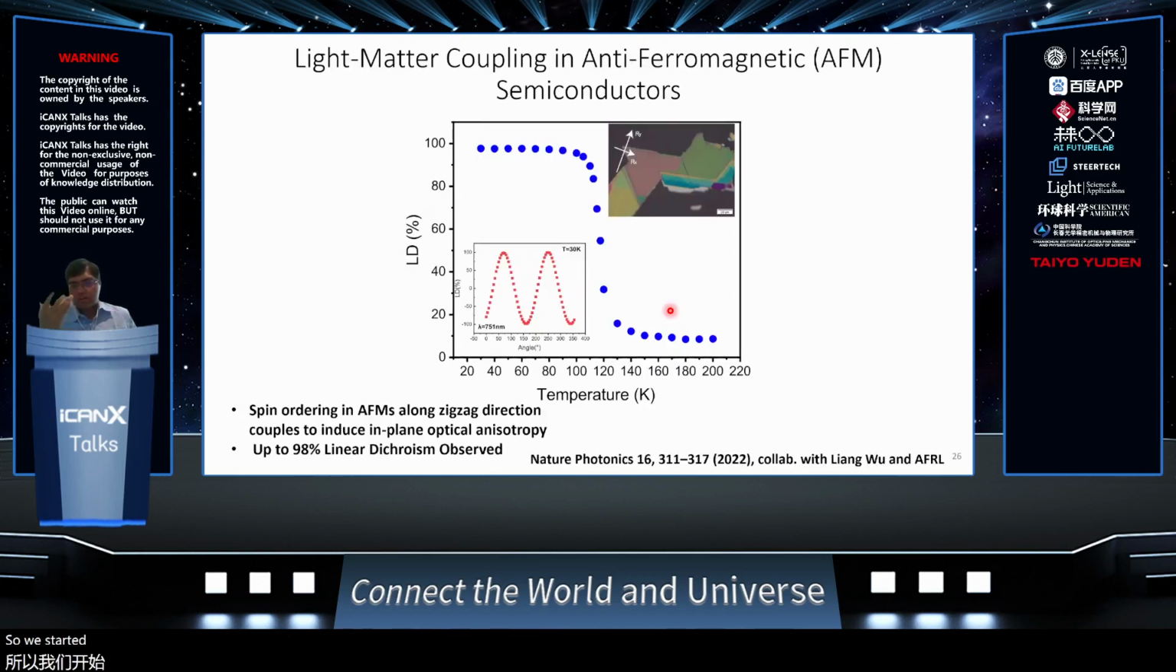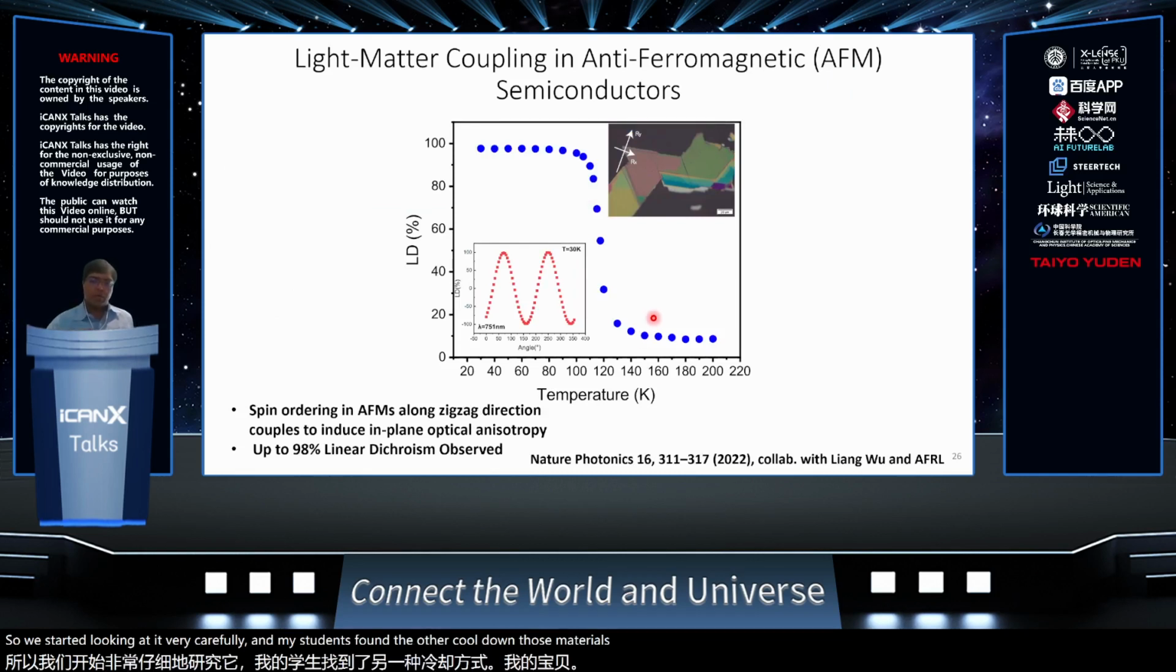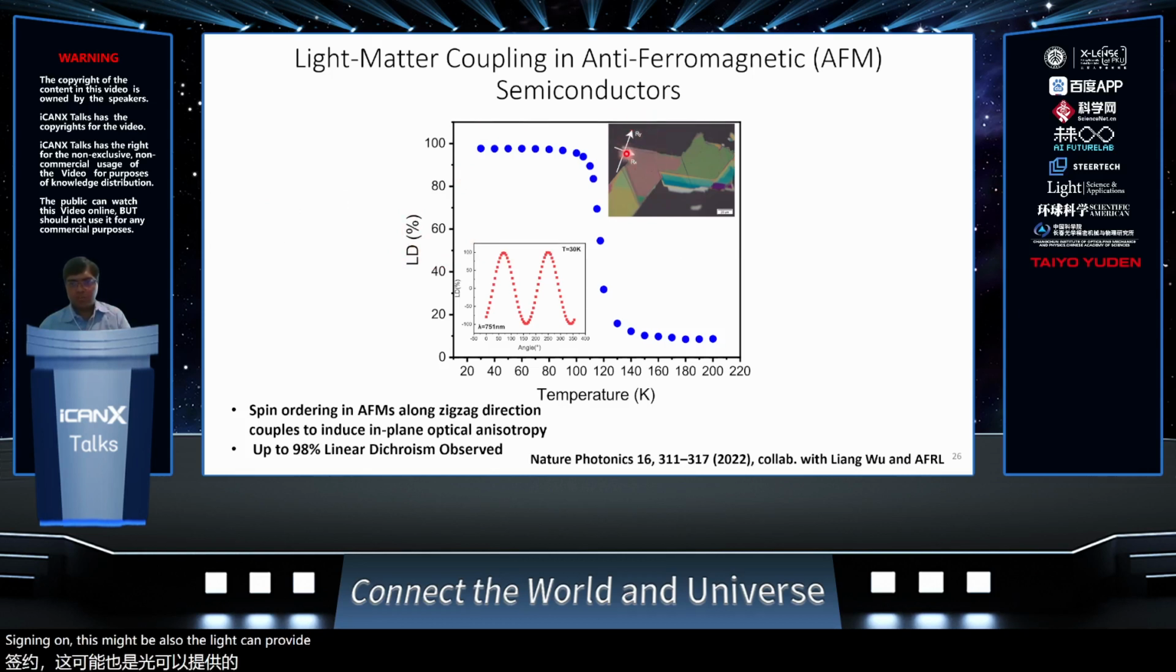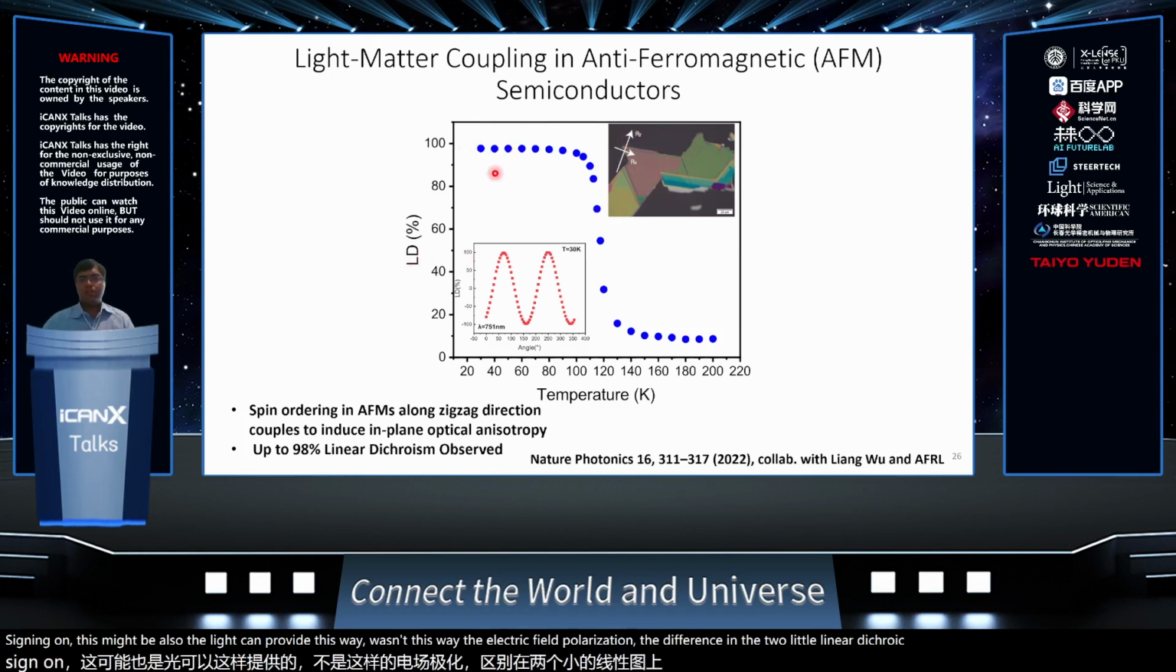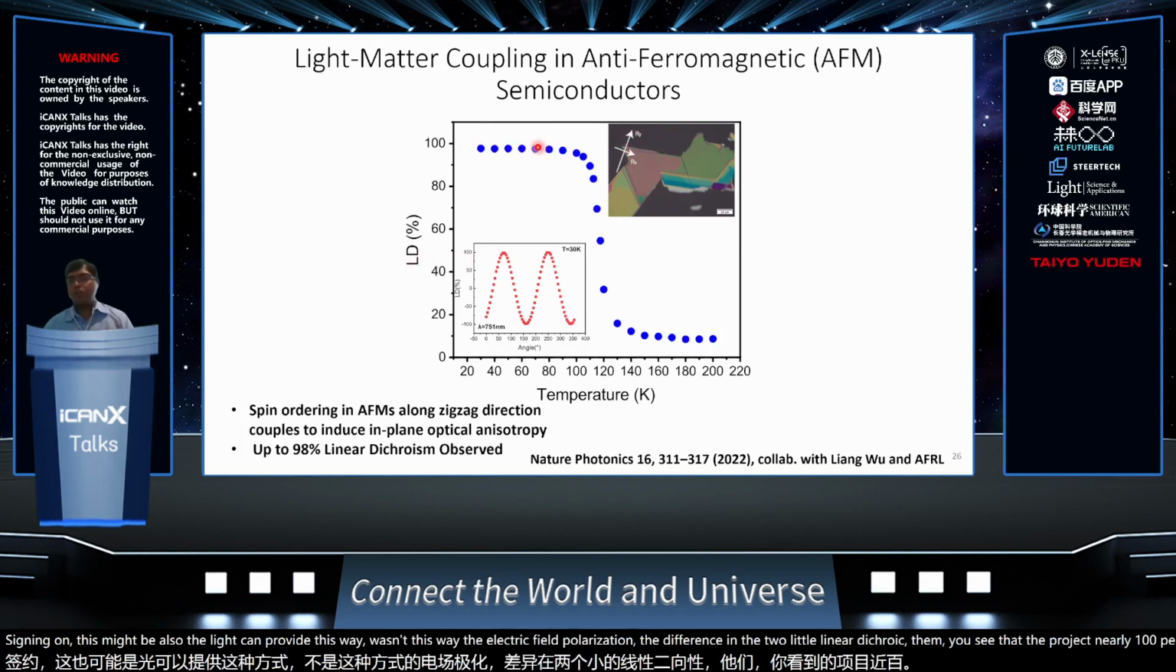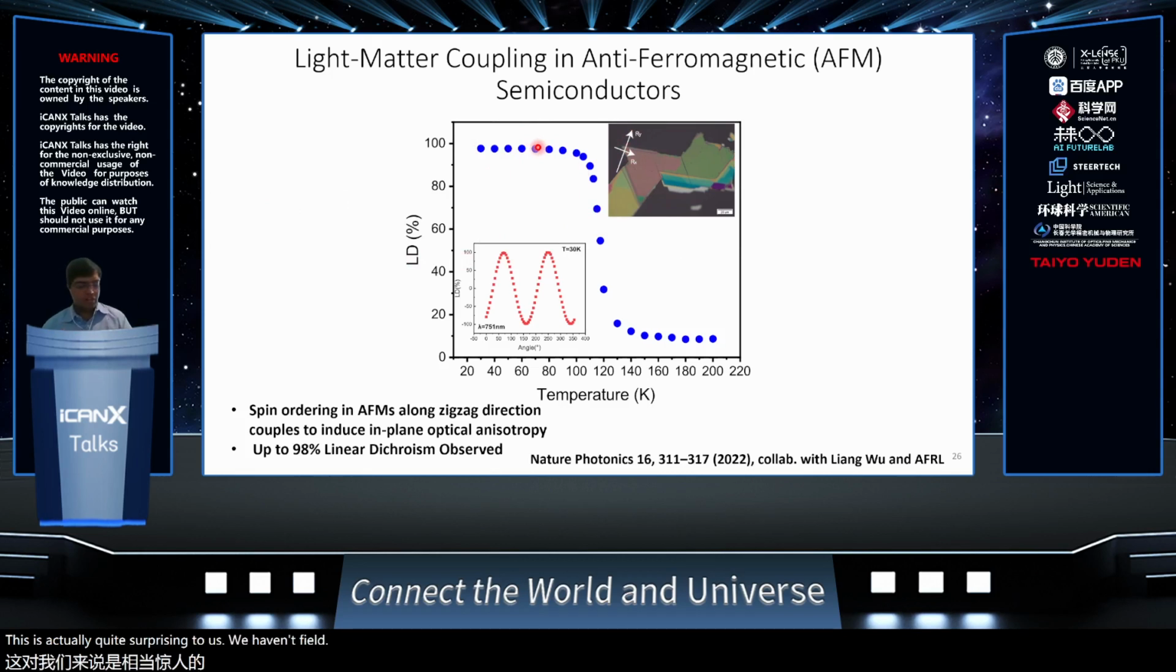So we started looking at it very carefully, and my student found that as you cool down these materials and make it go through the magnetic transition temperature, which is about 118 Kelvin for iron phosphorus sulfide, we see the linear dichroism in this material. Linear dichroism is a difference in the polarization response of light shining on this material. So if your light is polarized this way versus this way, the electric field polarization, the difference in the two leads to linear dichroism, and we see that it approaches nearly 100%. This was actually quite surprising to us. We haven't seen materials before that show this large amount of linear dichroism.